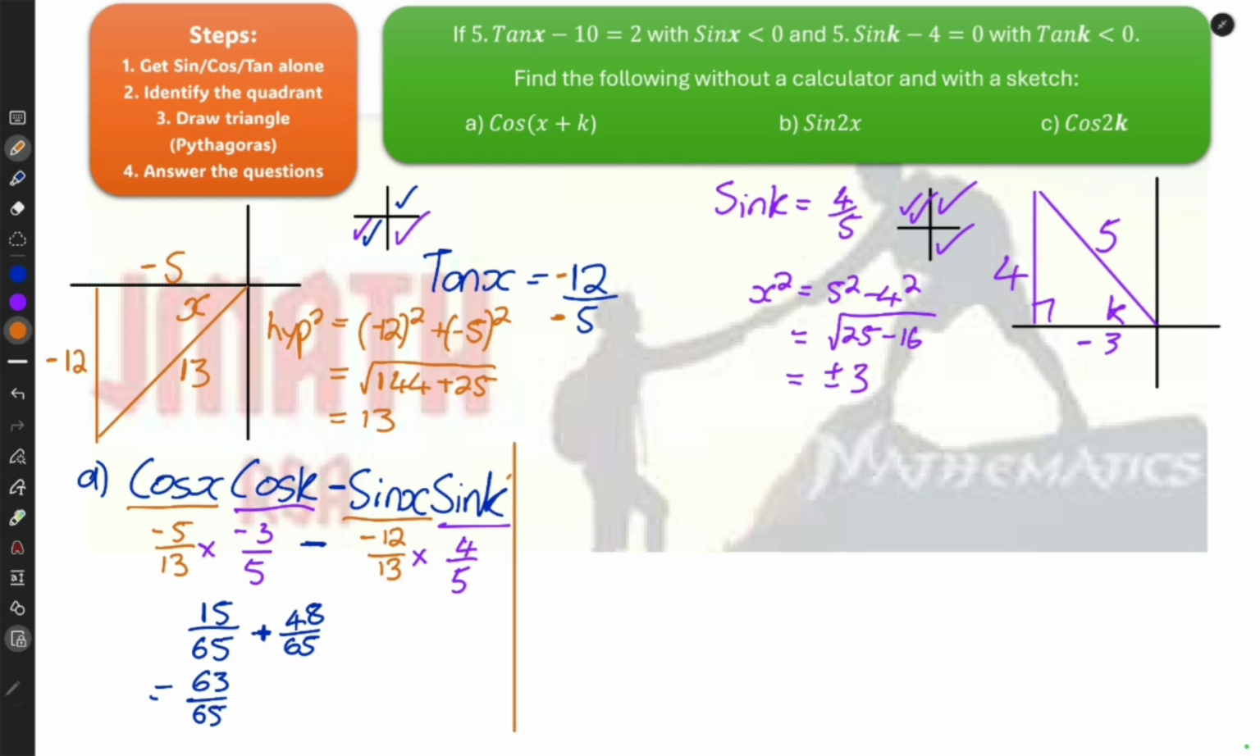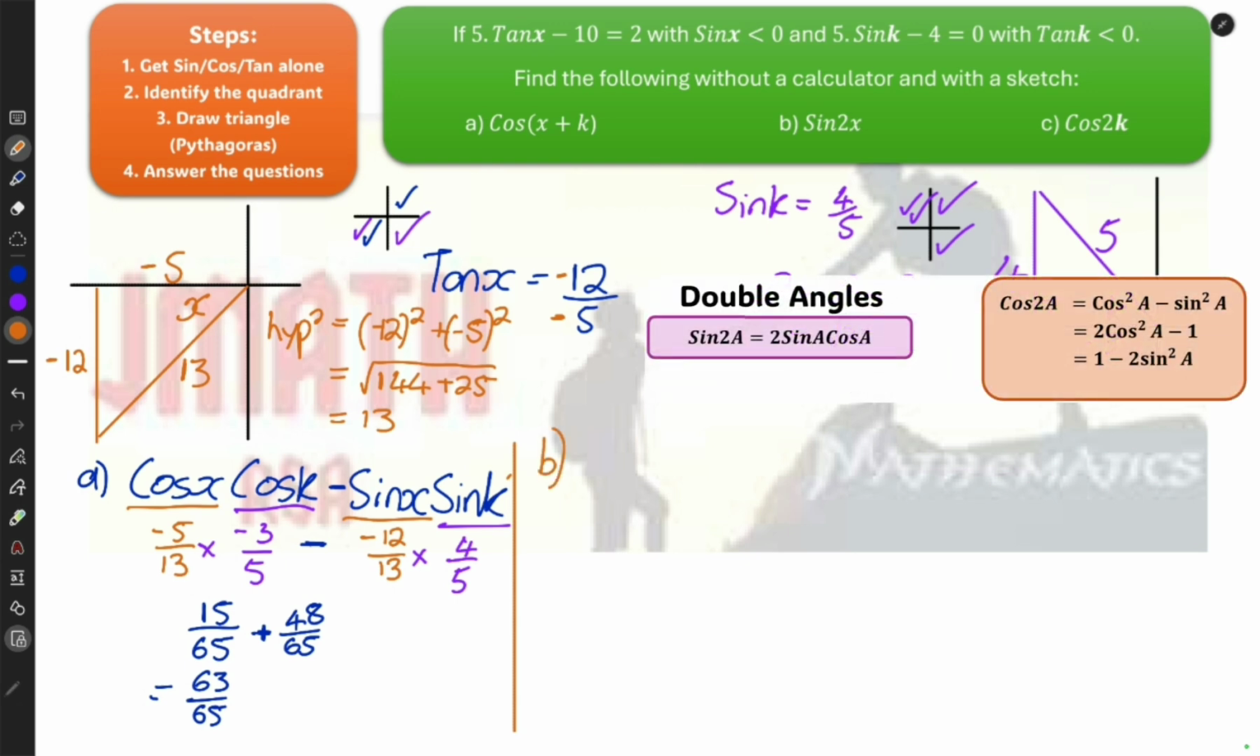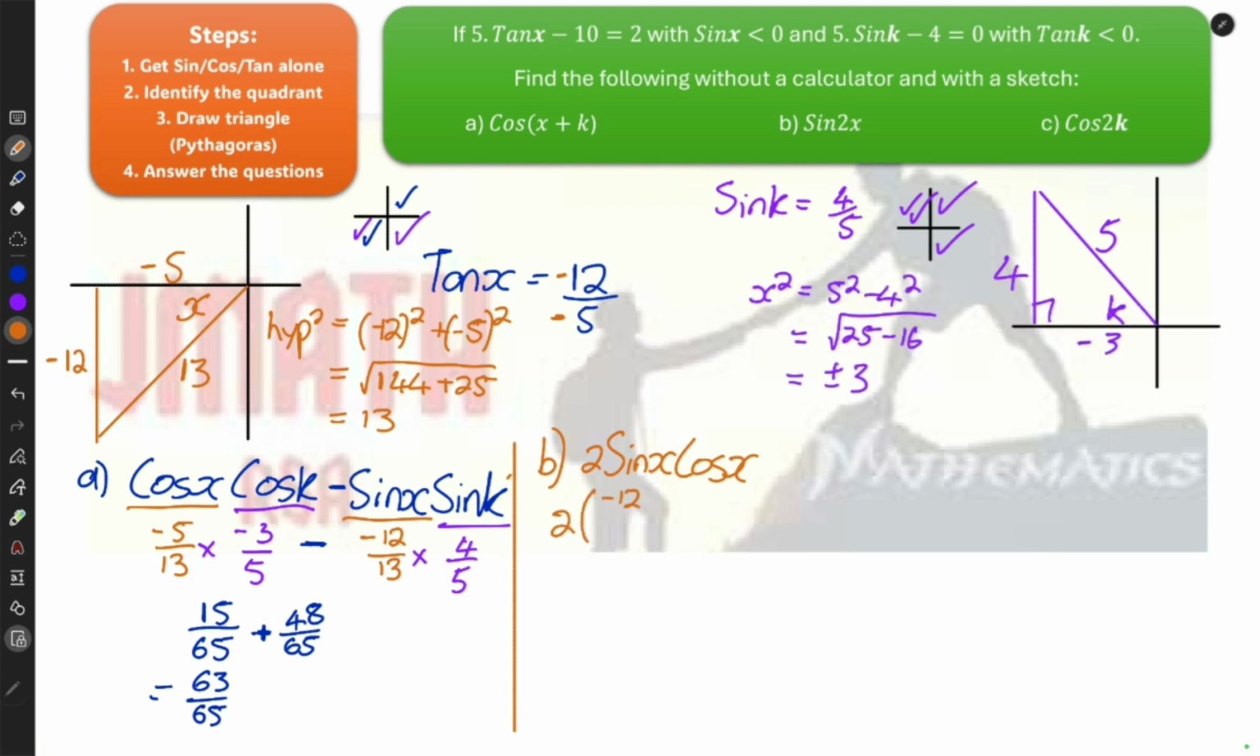For sine 2x, I can just expand immediately, and I know I'm going to work with the orange triangle. So this would be 2 sine x cos x, and I'm just going to say sine is minus 12 over 13, cos is minus 5 over 13. Now you can really just type that in the calculator and get your answer.